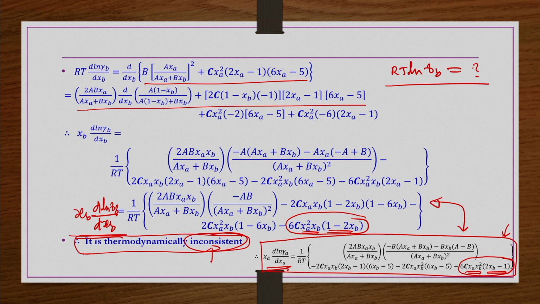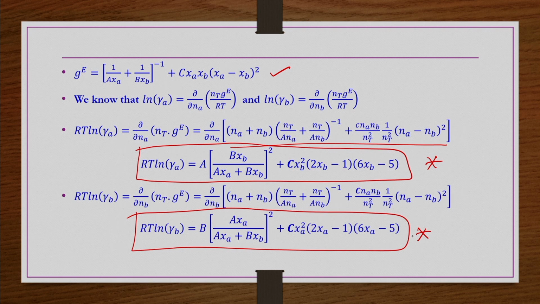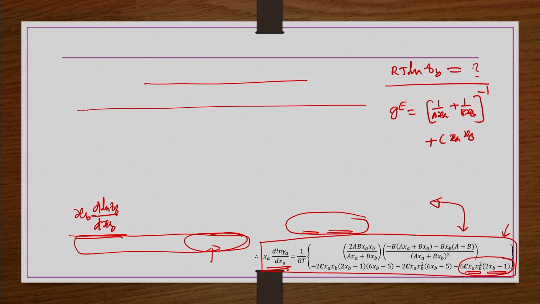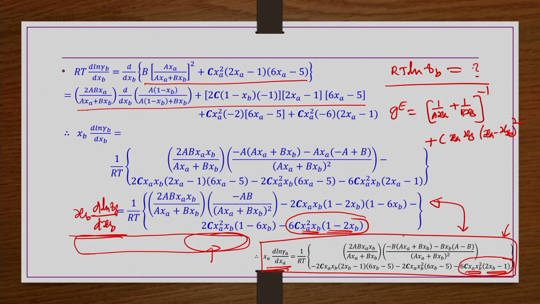You can say that whatever GE expression is given, that is 1 by AXA plus 1 by BXB whole inverse, plus C XA XB multiplied by XA minus XB whole square, whatever this given GE form is, it is thermodynamically inconsistent.